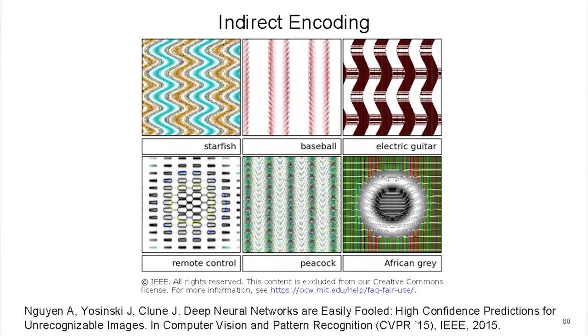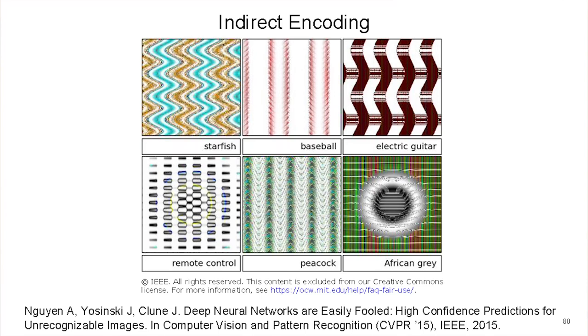So that's kind of strange. That's definitely not how humans do it. So let's try a different method. What if instead of directly encoding, which is where we change individual pixels, we change patterns in the images, like different shapes? Then this is the kind of output that we get.